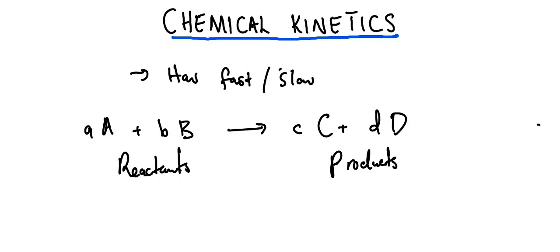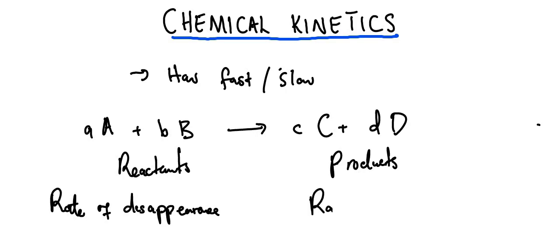we can either measure how fast the reactants are being used up. That's what we call the rate of disappearance. Because they're disappearing, someone else can just sit and wait to see how much is obtained. This is the rate of appearance. So we can just measure how much is being produced.